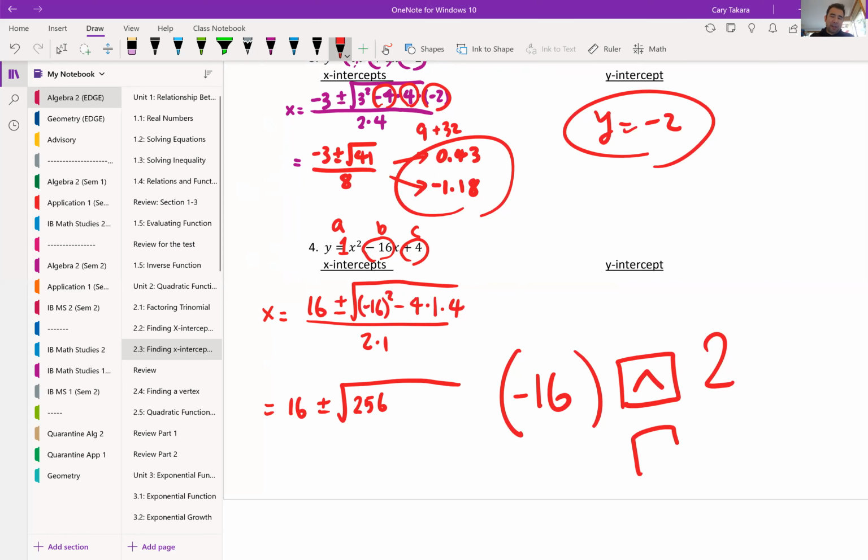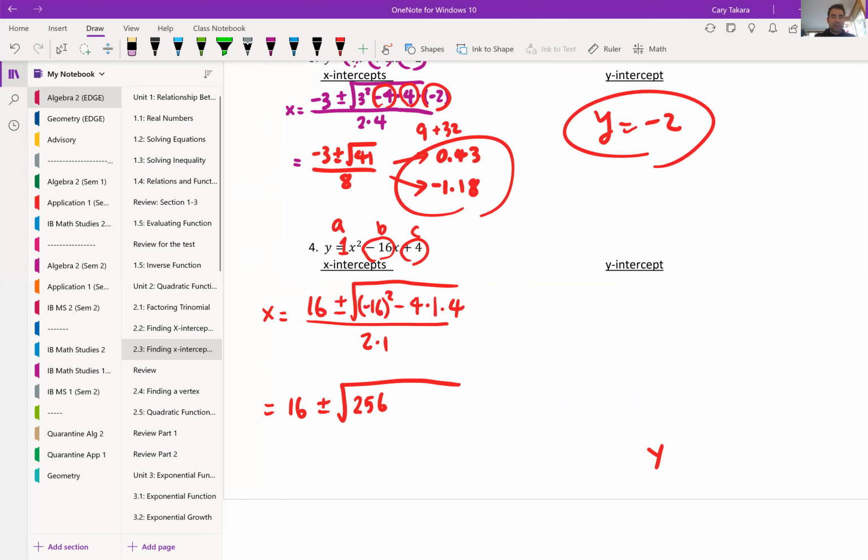Some of your calculators have the exponent button as a y to the x power. That's also an exponent button. It's a little different from calculator to calculator, but lots of calculators use that button. So you should get positive 256, and then negative 4 times 1 times 4, that's negative 16. So you go 256 minus 16. That's 240.